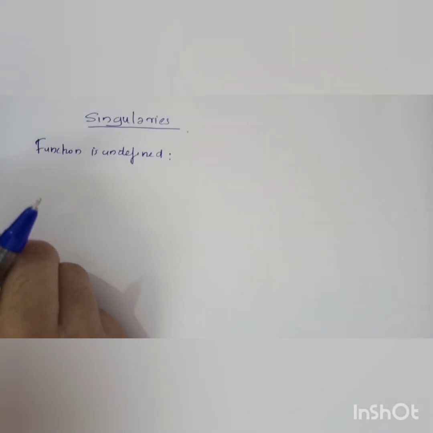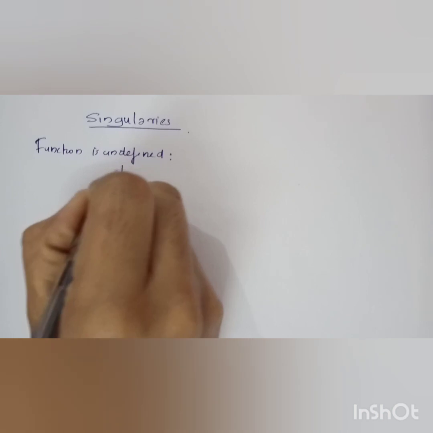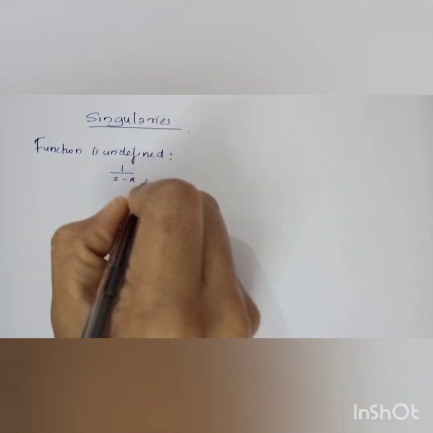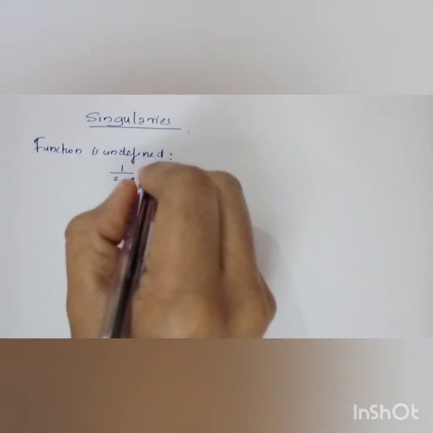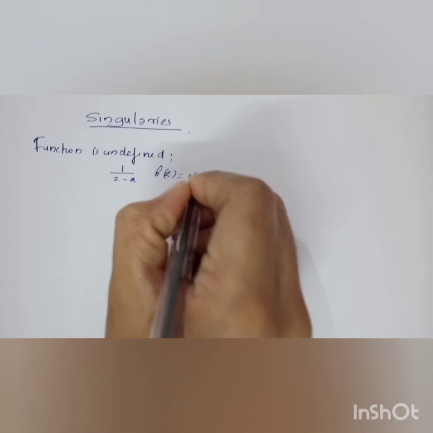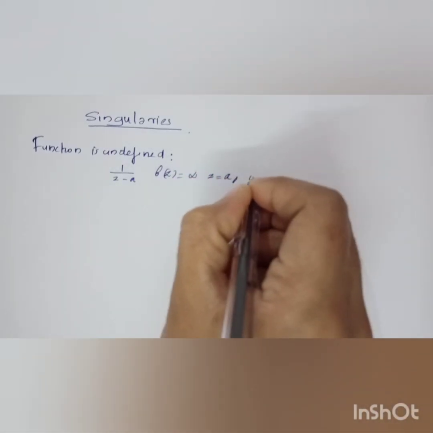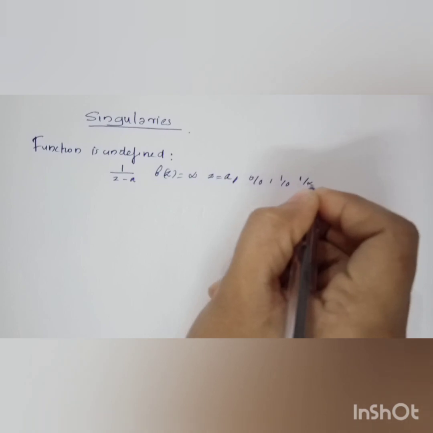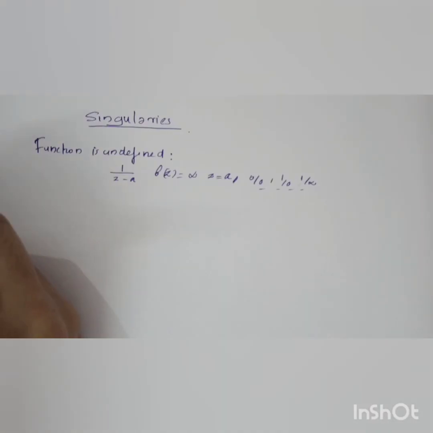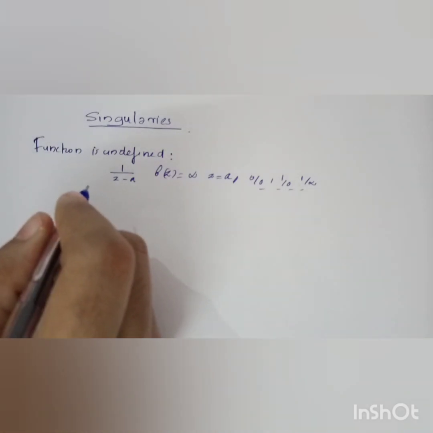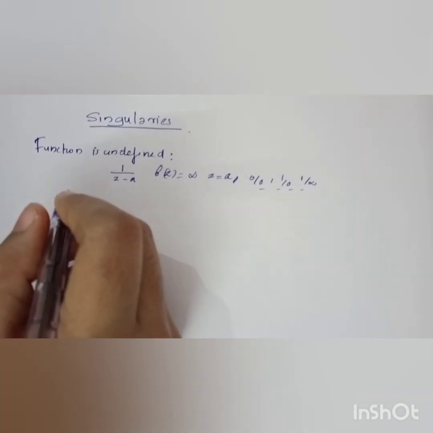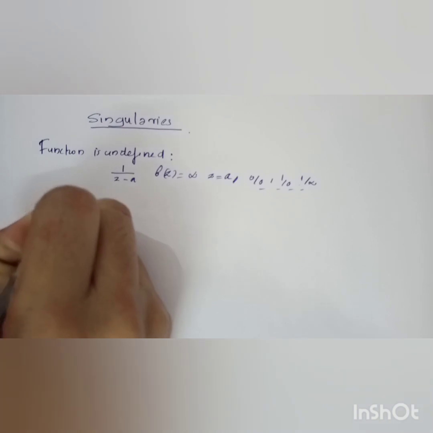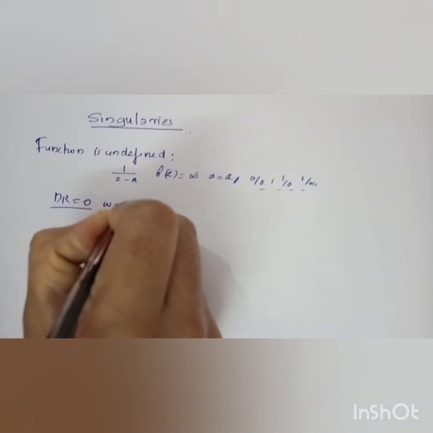So if you are considering 1 by z minus a, that is 1 divided by z minus a, at z is equal to a, the function is 1 by 0, that is function is undefined. So function f of z is equal to infinity at z is equal to a. So 0 by 0, 1 by 0, 1 by infinity, these types of values, the points at which they occur are known as singular points. So how to find the singular point? To find singular points, we have to equate the denominator with 0, and we get the points.